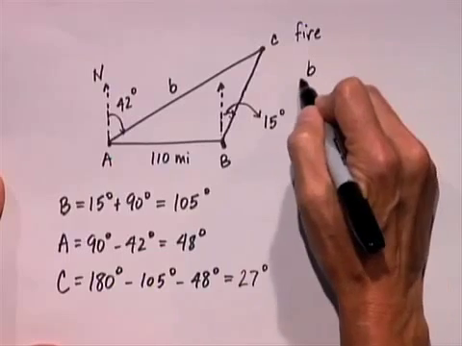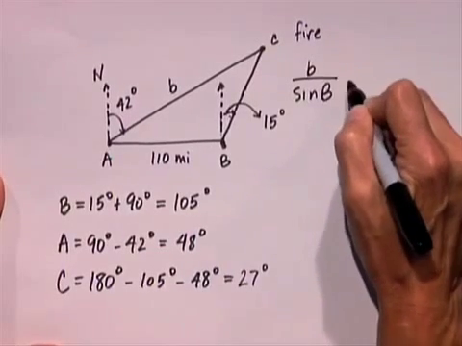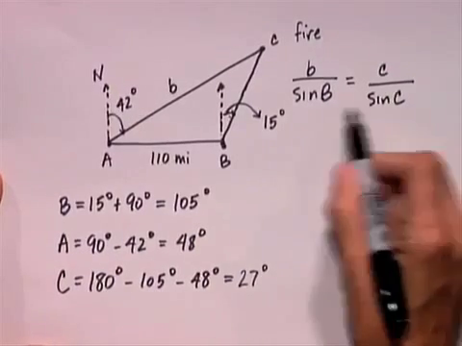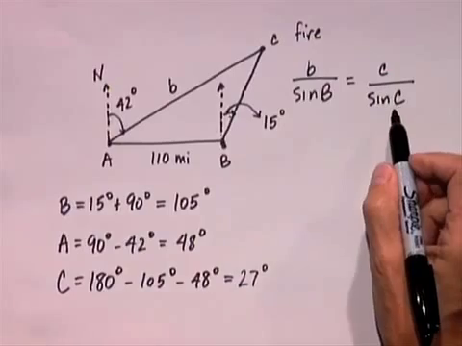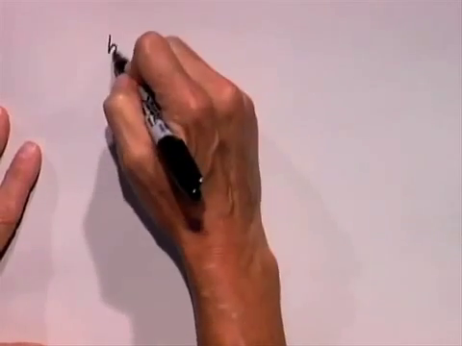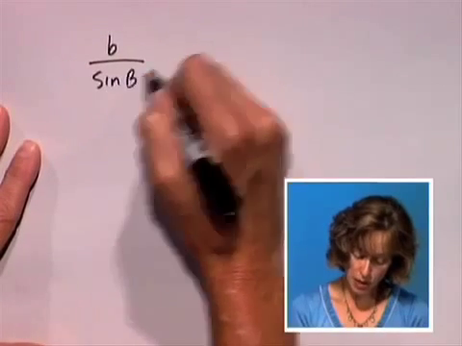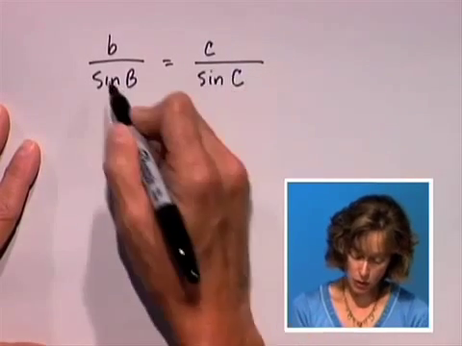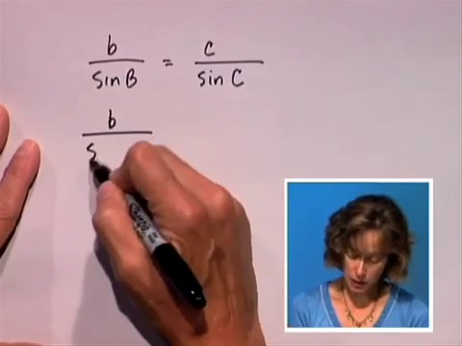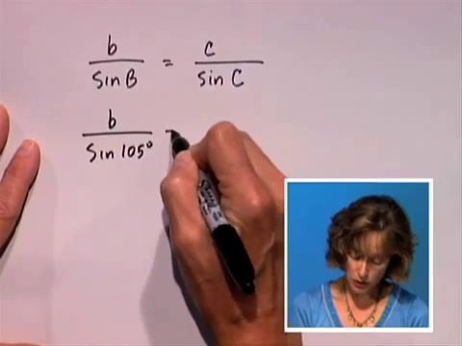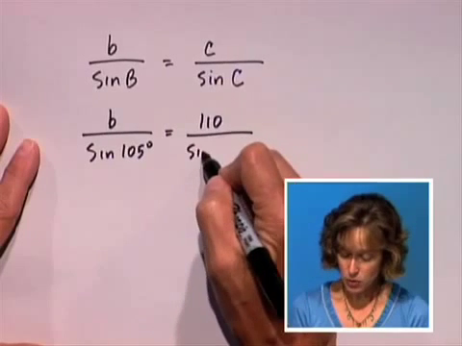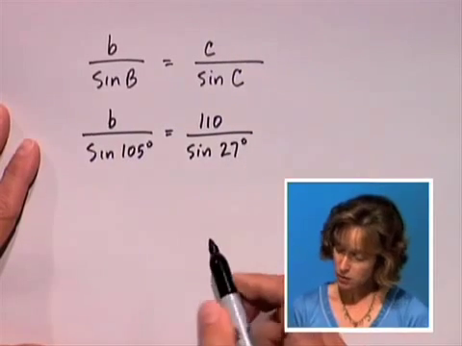And now I'm ready to put together a law of sines statement that'll allow me to find B. I'll write down law of sines. B over sine angle B is C over sine angle C. And then I'll fill in the information that I know. But I'm going to move to another piece of paper. So what I want to do is put together B over sine angle B equals C over sine angle C. Now the thing I'm looking for is B. I know that angle B is 105 degrees. Side C is 110. Angle C I just found to be 27 degrees.